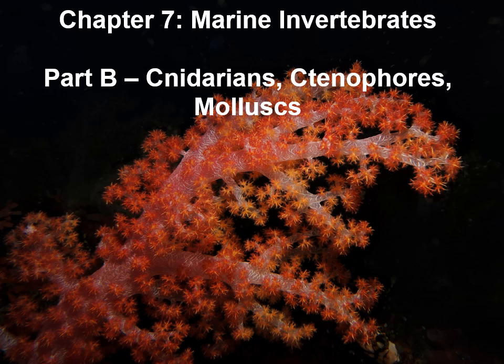Chapter 7 is split up into 4 parts. In the last part we talked about some generals about invertebrates, such as what they are. In general, we talked about the sponges, and then in this part we're going to talk about 3 new groups that we haven't discussed yet: the Cnidarians, the Ctenophores, and the Mollusks.